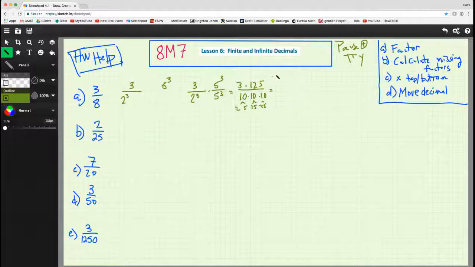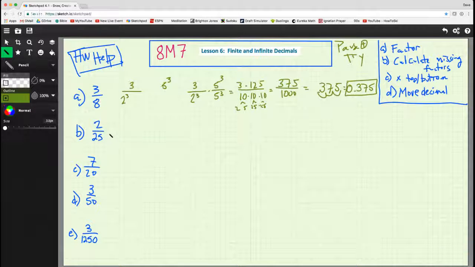So on the top, if you do this multiplication, you get 375. And on the bottom, you get 1,000. So we're going to have to move the decimal 3 times up here. So we have 375, 1, 2, 3, and we get 0.375.